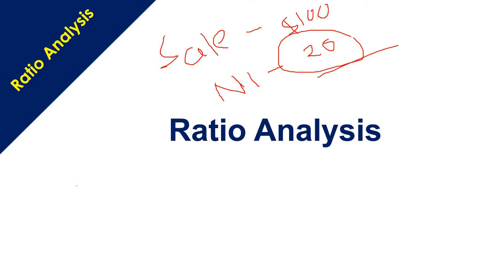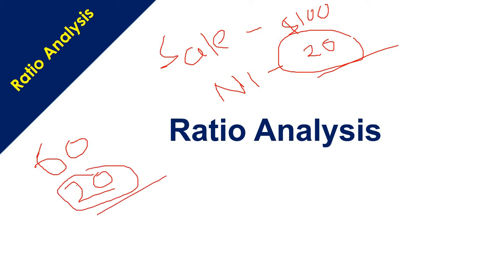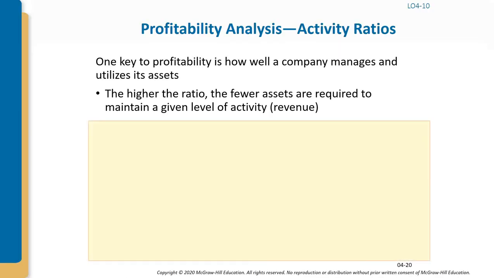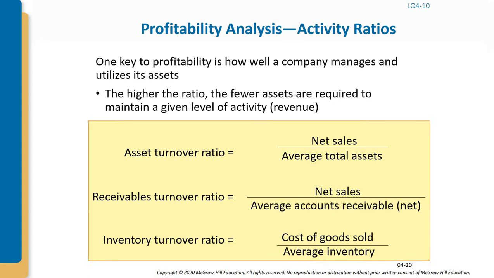But think that someone has sales revenue of 60 million only, and she also has 20 million of net income. It means that the net income ratio in comparison to sales is higher for this business. So you need to know the different ratios, okay? And there are many different types of ratios.